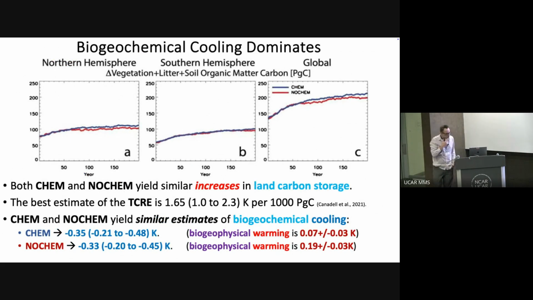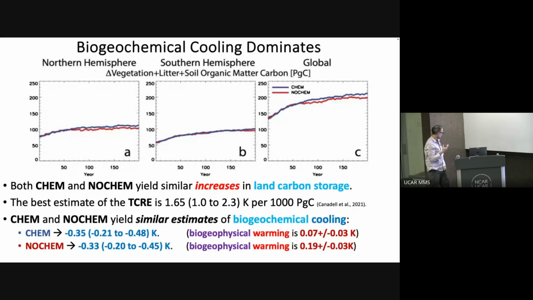And then finally, we can compare these biogeophysical effects to the biogeochemical cooling. This is showing you a time series of land carbon for both chem in blue and no chem in red, broken down by hemisphere and the global total. So as expected, there's an increase in land carbon storage.